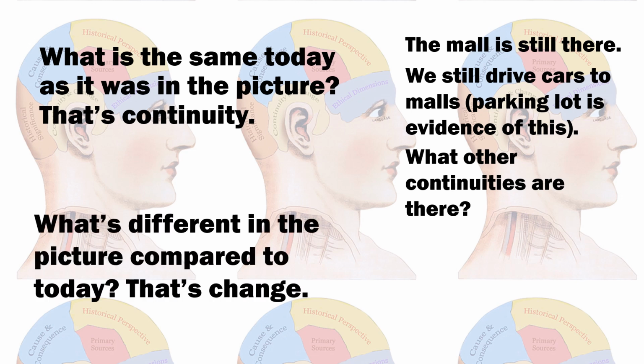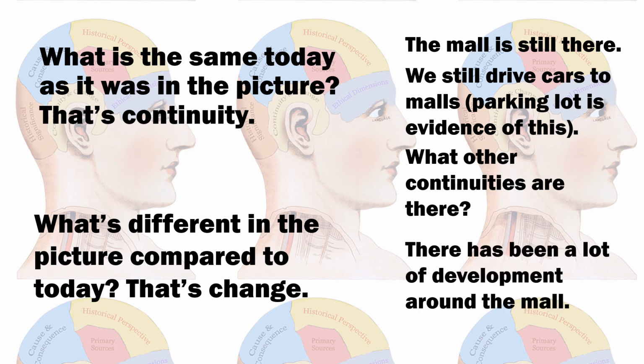What's different in the picture compared to today? That's change. There has been a lot of development around the mall. If you look on one side of the mall where there used to be a farmer's field, now there is a movie theater and a Save-On. And across the highway from the mall, where there's a field in the picture, there is now a McDonald's and some hotels. You can look at the different parts of the picture and try to think about what has been built there and what's different there now compared to when the picture was taken.